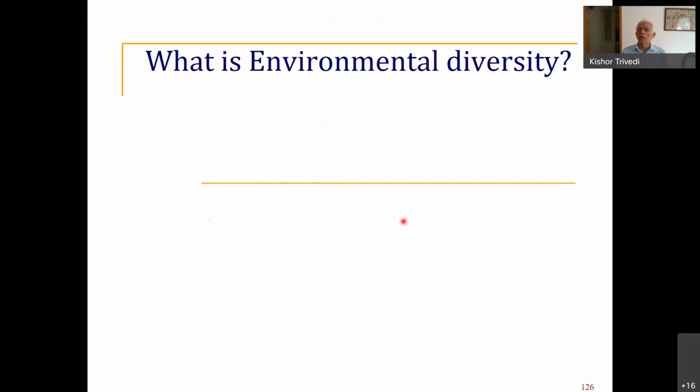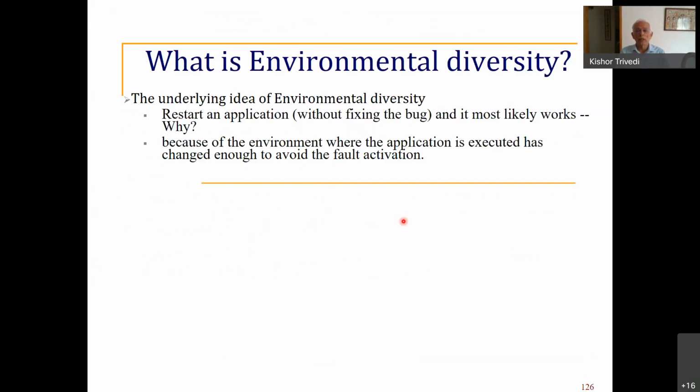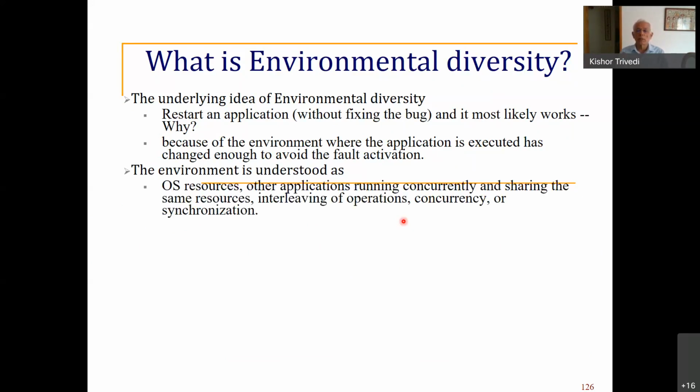So what is environmental diversity? Just to very quickly capture that idea. The underlying idea is that we start an application without fixing the bug, and it most likely works. Why? Because the environment where the application is executing has changed enough to avoid fault activation or reactivation. Environment is understood as the OS resources, other applications running concurrently and sharing the same resources, interleaving of operations within your application, concurrency or synchronization.